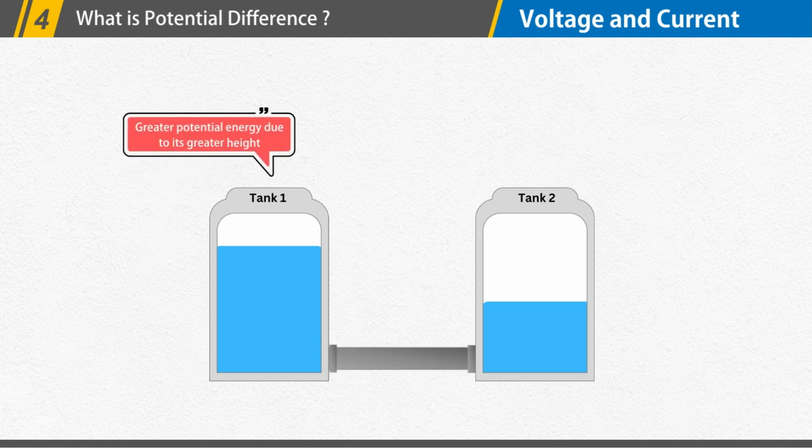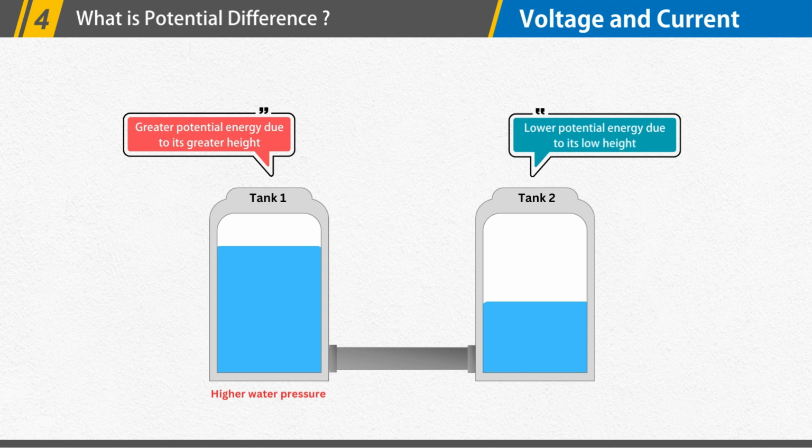The higher tank has greater potential energy due to its greater height and therefore has a higher water pressure at its base. On the other hand, the lower tank has a lower potential energy and therefore a lower water pressure at its base. Now imagine that we connect a pipe between the two tanks at their base. Because of the pressure difference, water will flow from the higher tank to the lower tank through the pipe until the water levels in the two tanks are equalized. The flow of water will continue as long as there is a pressure difference between the two tanks.